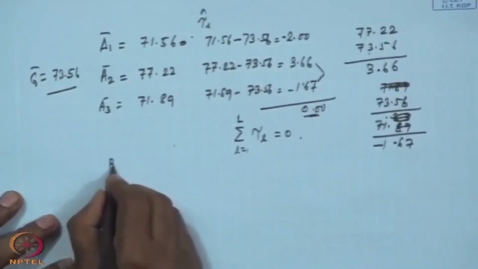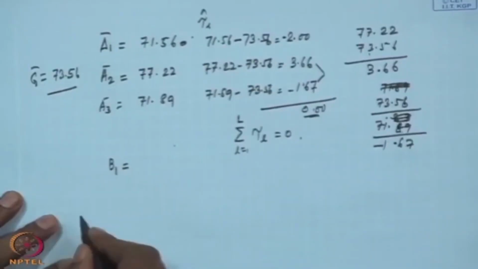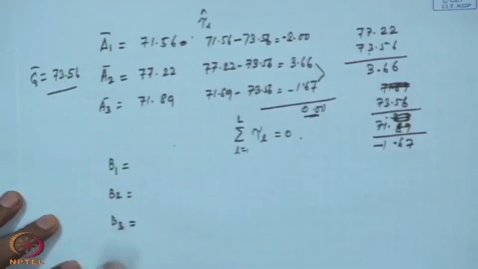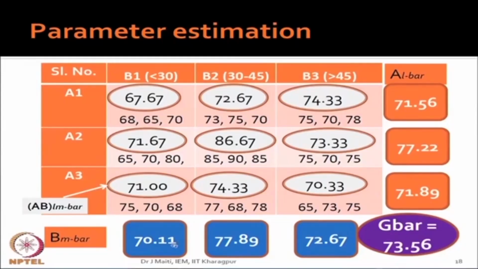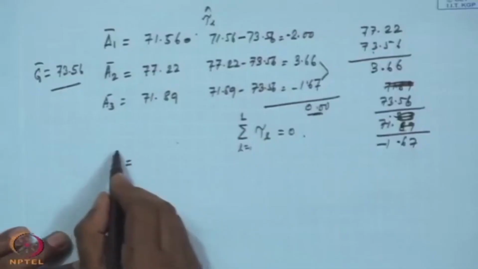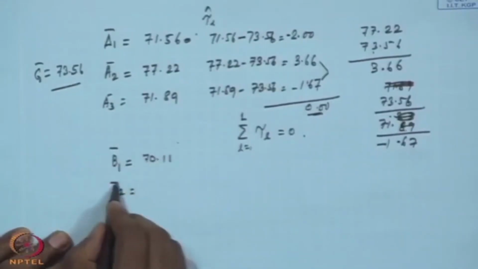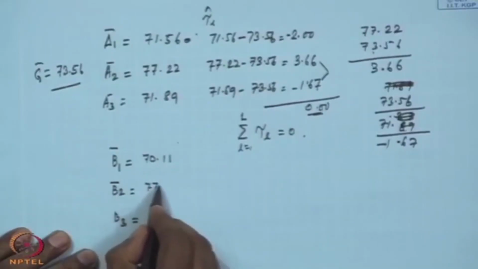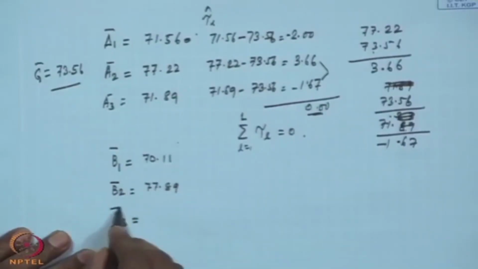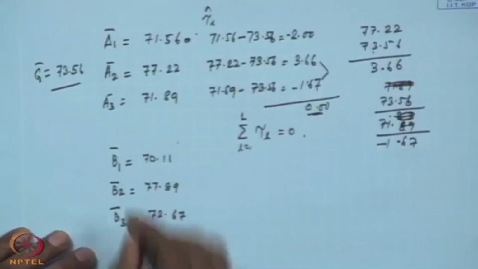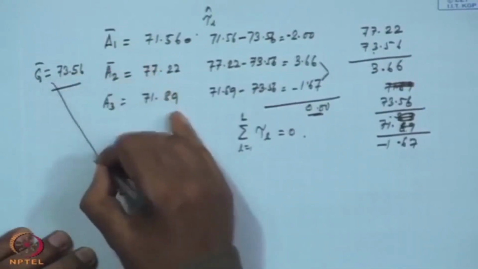So, what will happen? What will be your beta 1? Correct. So, first we will find out B1, B2 and B3. See, what is your B1 bar? B1 bar is 70.11. What is your B2 bar? 77.89. What is your B3 bar? 72.67. G is the same for this case also.